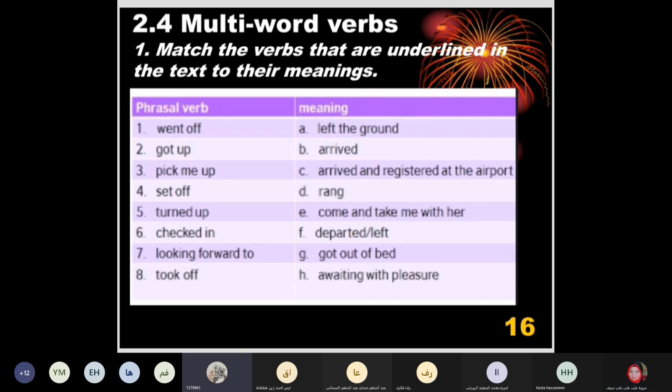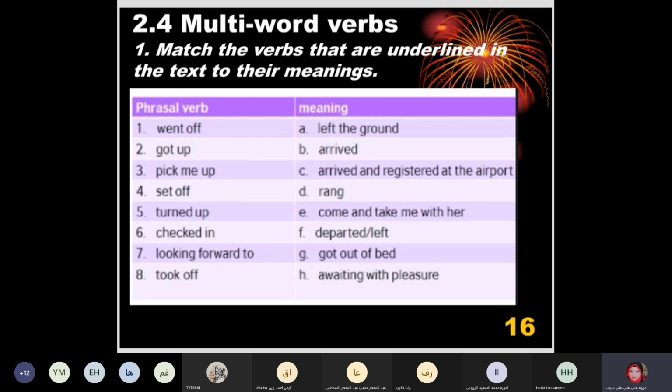Okay, go ahead. Went, sit, took, got, turn, check. Tell me the whole phrasal verb. Say it as a whole, not just one word. Went off. Yes, this is one. Set off. Very good. Turn it up. Checked in. Took off. Exactly. Turn it up. Got up. Very good. Thank you very much.